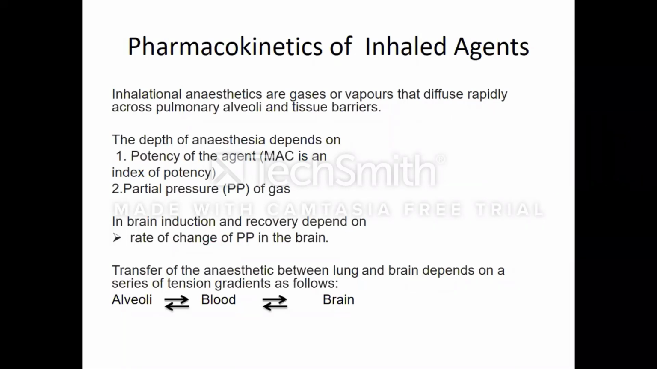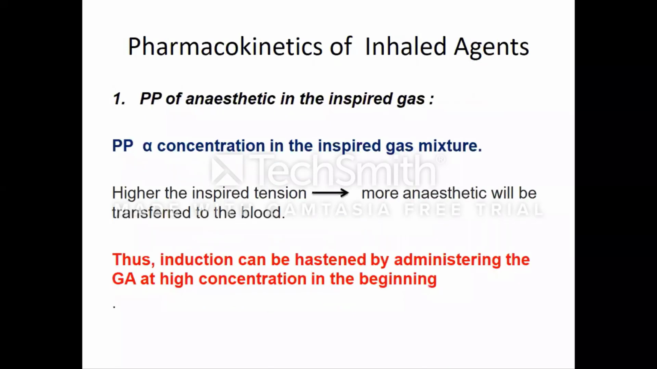So when the anesthetic agent is transferred between the lung and the brain, it depends upon various tension gradients. The partial pressure gradient between the alveoli and blood will determine how quickly it will move from alveoli to the blood. The pressure gradient between the blood and the brain will determine how quickly it will move from the blood to the brain, and vice versa. So everything is controlled by the pressure gradient and therefore by the partial pressure achieved. Let us understand further factors.